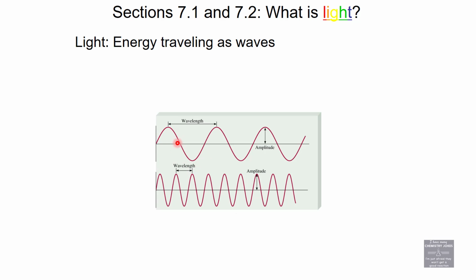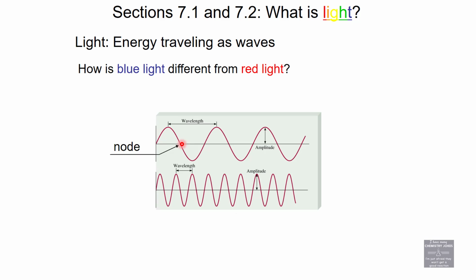All waves have crests and troughs, and they have nodes. The node is the point where the crest turns into the trough, the flip point right there, where the up becomes the down. That's a node. If we're talking about light energy, we need to talk about how lights of different colors are different, for one.